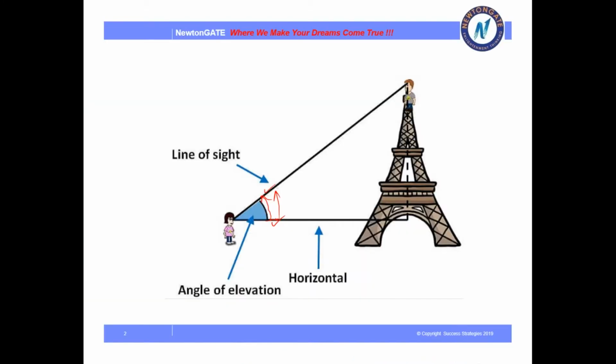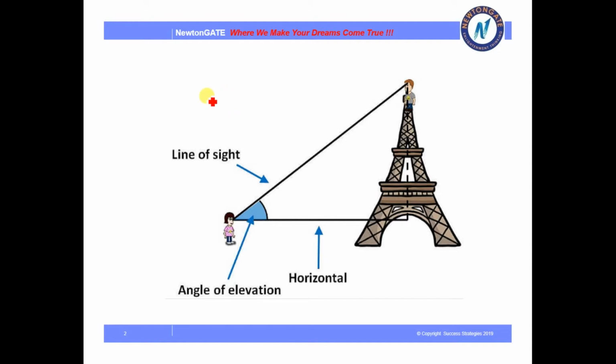So the first thing we need to know about heights and distance is angle of elevation. The second thing we need to know is angle of depression. So these two are the main things of heights and distance. And also we need to know the trigonometric ratios, the values of standard angles of trigonometric ratios. So three things we need for heights and distance. So let's start with angle of elevation.